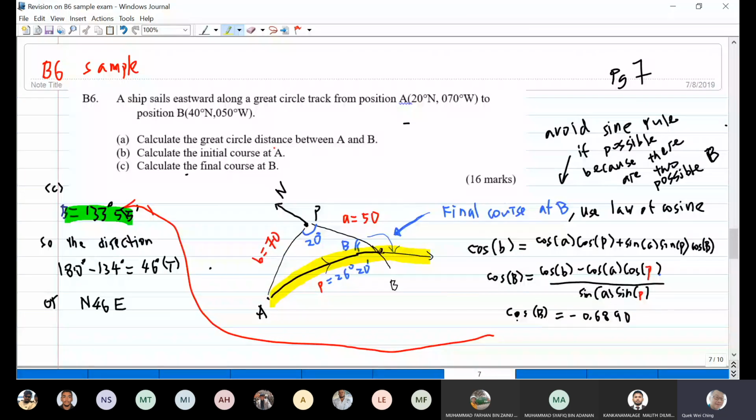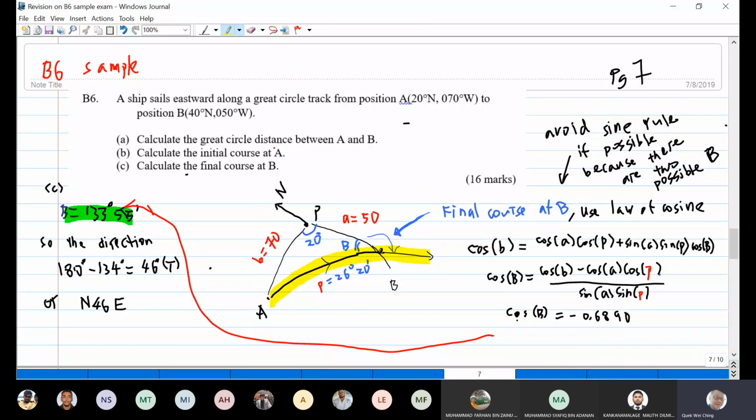What is the final course at B? You go from B to the North Pole, and you measure the angle, and this is the final course, the direction it moves now. The ship actually moves along this direction. In order to find this direction, you need to find angle B. And this is where the law of cosine comes in.